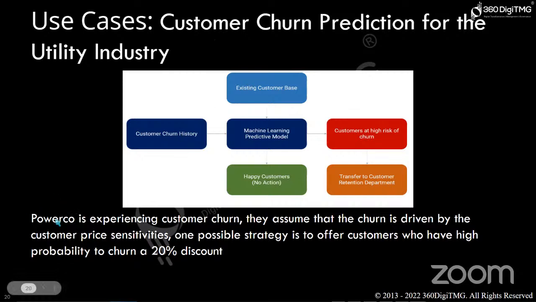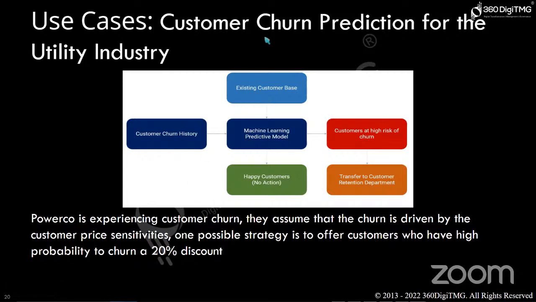This data is taken from PowerCo, and PowerCo is experiencing customer churn. They assume that churn is due to some customers being price sensitive, that they are not happy with the price. So this is what PowerCo believes, and we are trying to find out which are the actual reasons. They have also devised a solution that they will offer the customers who have a high possibility to churn a 20% discount.